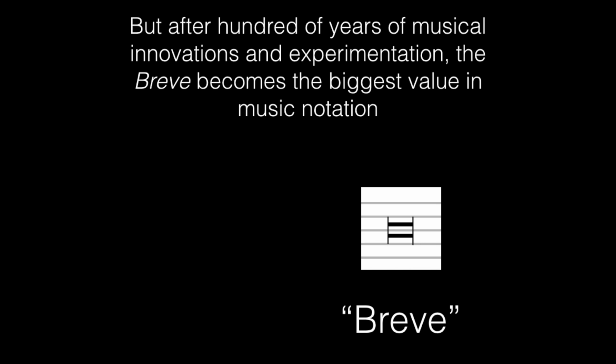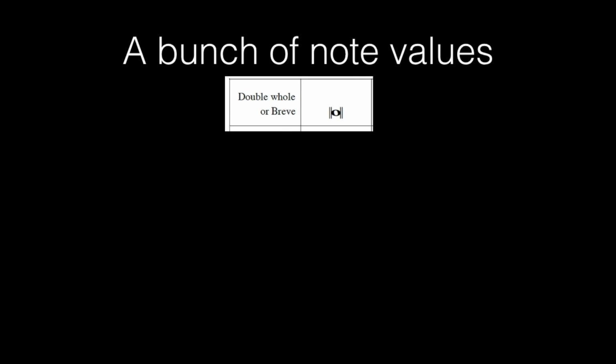And now, after hundreds of years of musical innovations and experimentation, note values become shorter and shorter and shorter, and the breve, the brief, becomes the biggest value in modern music notation. So if we take all of the note values that tend to be on the table, we start with this breve as the longest thing.